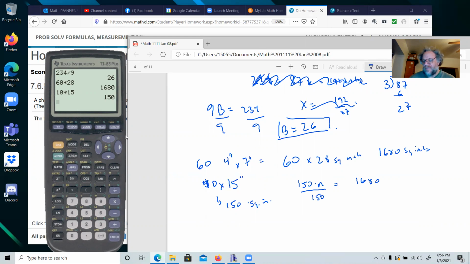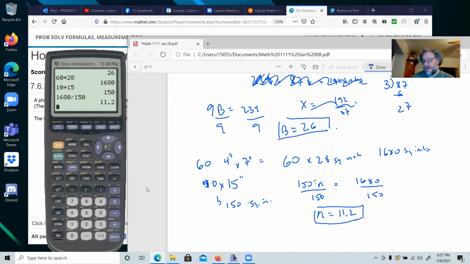So let's go ahead and divide both sides by 150. That's our square inch over square inch, so that cancels, and we get 1680 over 150. If you're clever, you've canceled the zeros already. We have 11.2.